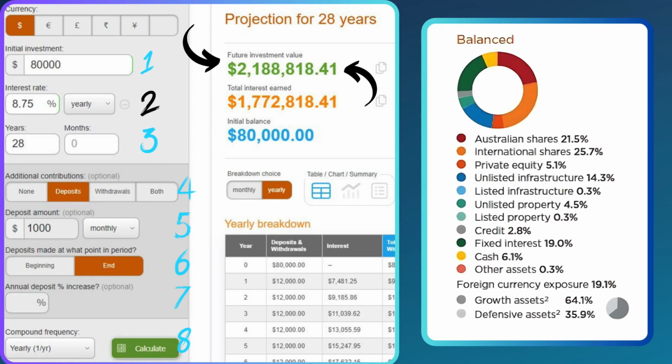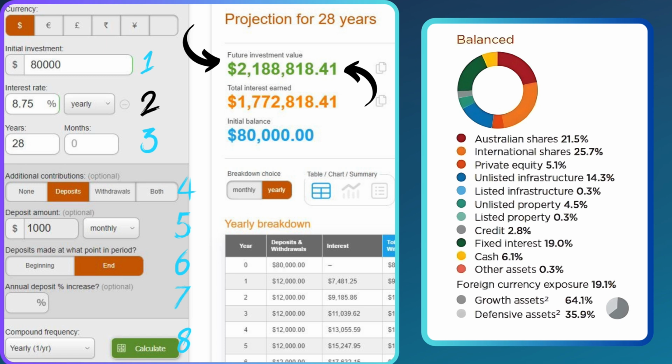I'll put the one I use in the description below. And we're going to use the details from our hypothetical scenario to see what the balanced portfolio can do. Number one, $80,000 initial investment, current super balance. Number two, 8.75% balanced portfolio return over a 15-year period per annum. Number three, 28 years till 60.